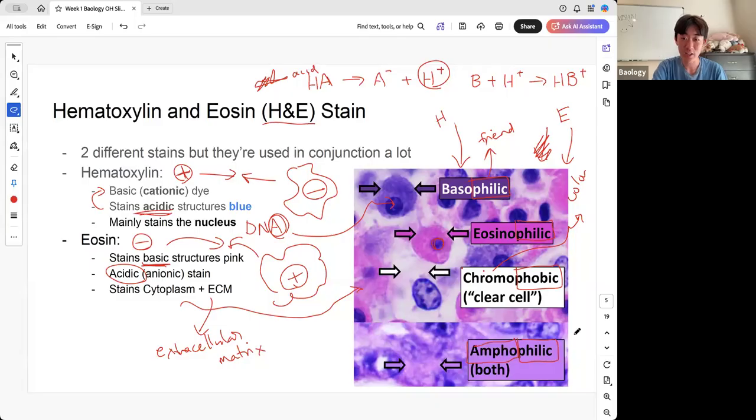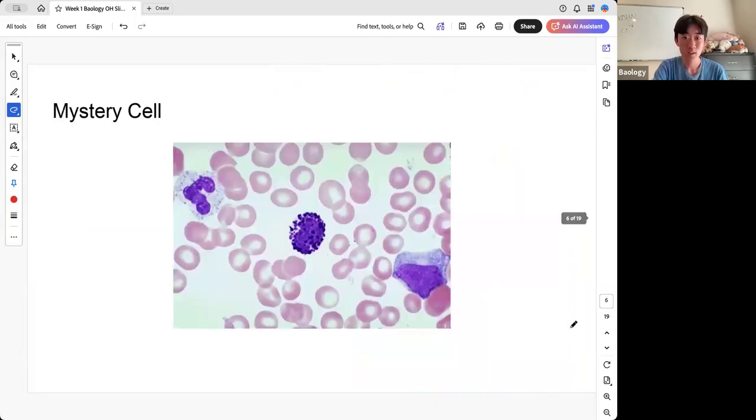Great. Mystery cell. I have no clue what I'm supposed to say on this slide. I guess, okay. Wow. Wait, I actually have no clue. Okay, I'll just talk about stuff I do know about this.